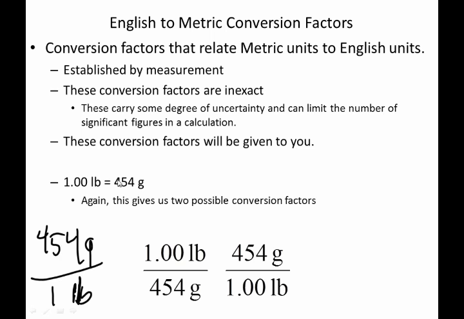Now remember, English to English units are exact. Metric to metric units are exact, but converting between English and metric, they are inexact, with one important exception. There are exactly 2.54 centimeters in 1 inch. Okay, so that's conversion factors. When we talk about dimensional analysis, we're going to use these conversion factors to convert units from one type to another.